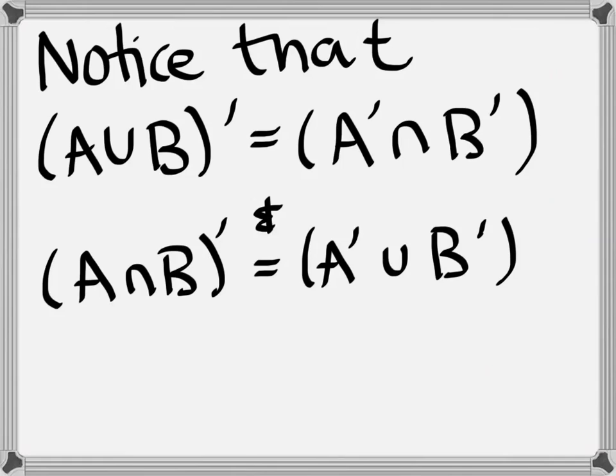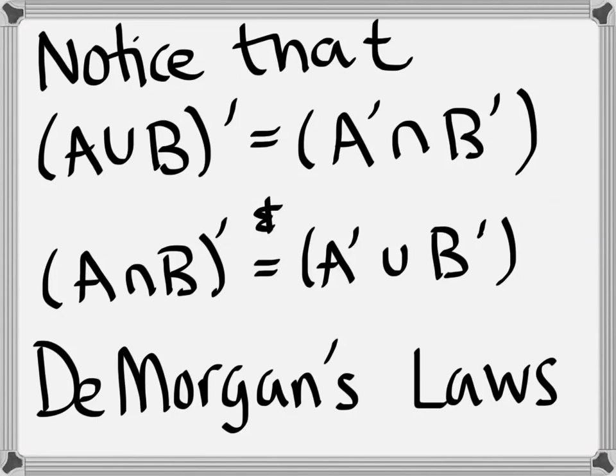If you go back and look at those slides, you'll notice that the complement of A union B has the same shaded region as A complement intersect B complement. And the complement of A intersect B has the same shaded region as A complement union B complement. And this turns out to be De Morgan's laws. De Morgan's laws give us a way to, in a sense, distribute the complement sign.